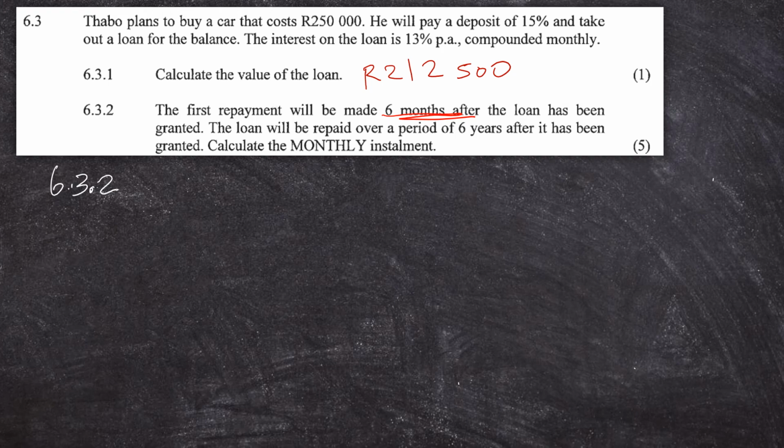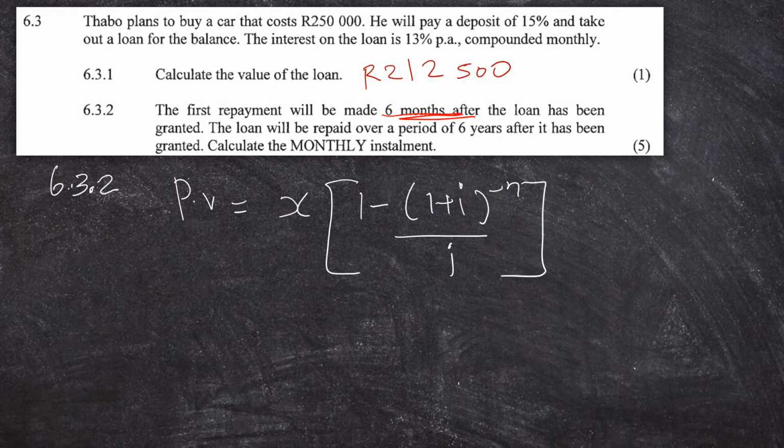The loan will be repaid over a period of 6 years after it has been granted. Calculate the monthly installments. So you can see that this is a present value annuity because we are dealing with a person who has gone to a bank to take this loan of 212,500, right? So obviously the formula we have to use is present value equals x into 1 minus 1 plus i exponent minus n, divided by i.